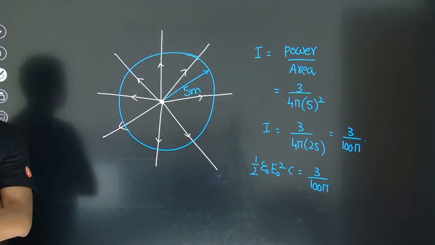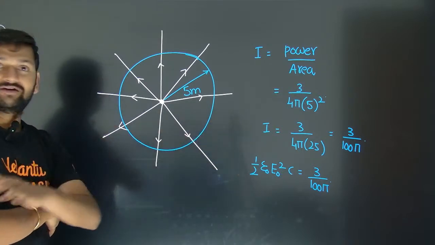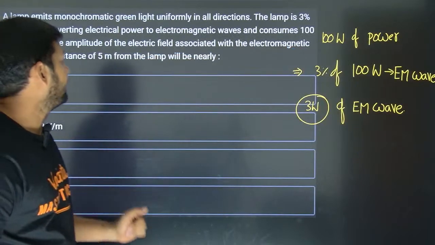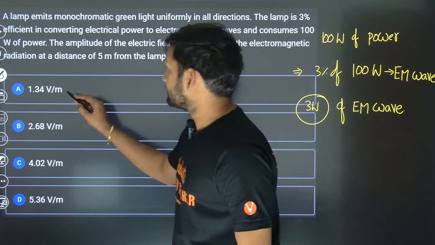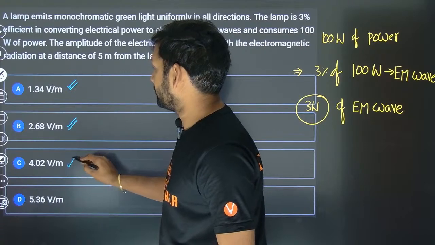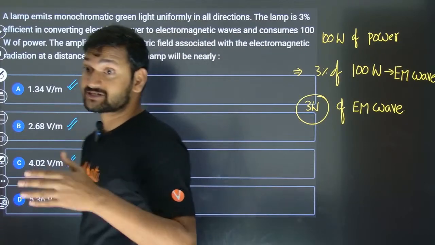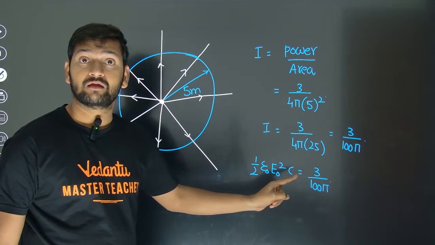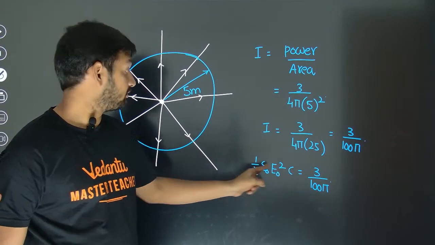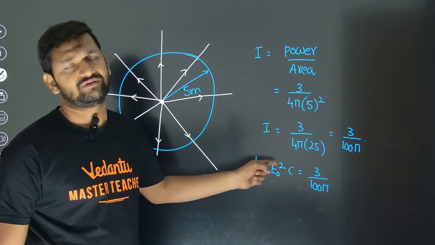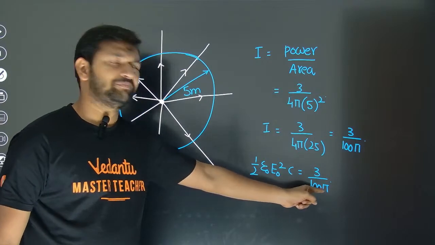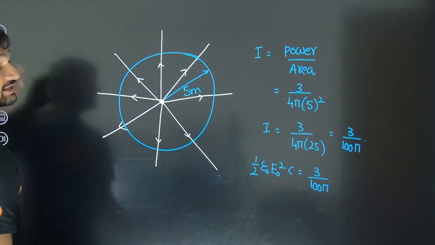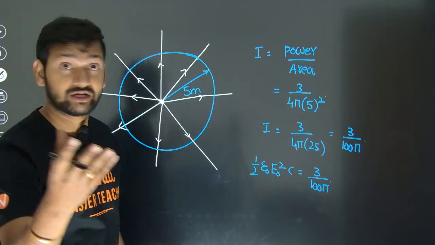So from this you have to calculate the E naught value. You know the epsilon naught value, you know the C value. Do the math and find out. You can do rough calculations because there is a big difference: 1.34, 2.68, 4.02, 5.36. As the difference is big, you can do rough calculations. C is 3 into 10 to the power 8. Epsilon naught is 8.8 into 10 to the power minus 12. And pi is roughly 3.14. From there you can get the E naught value. The calculation part, I'm just trusting you people that you will be doing it.